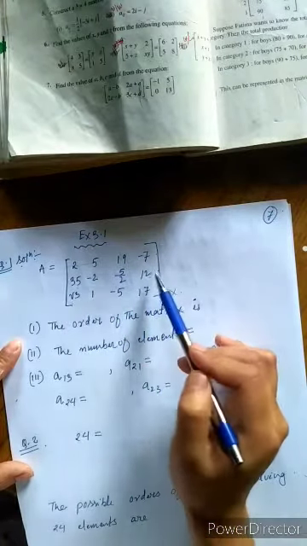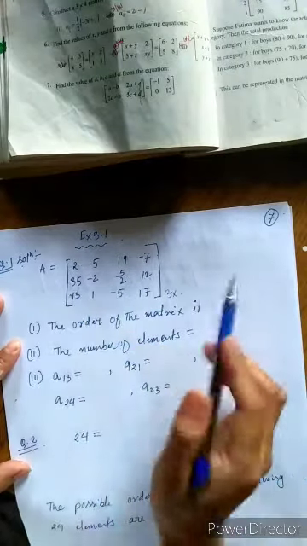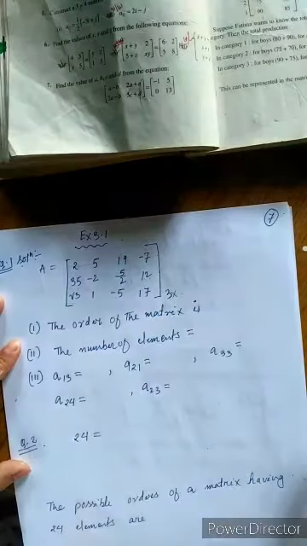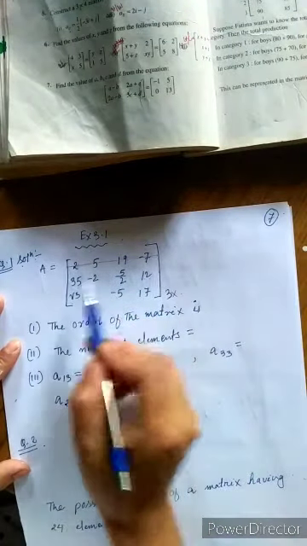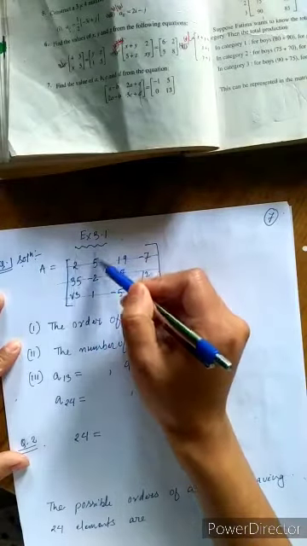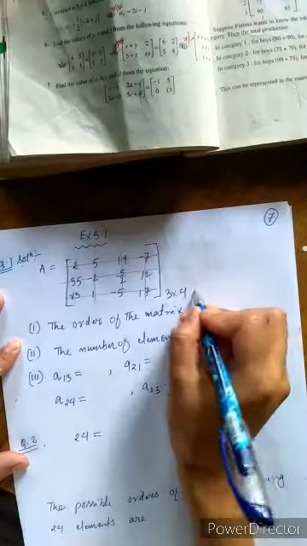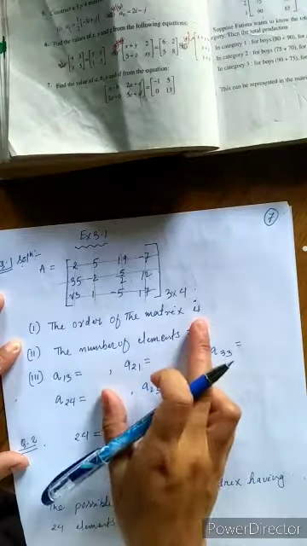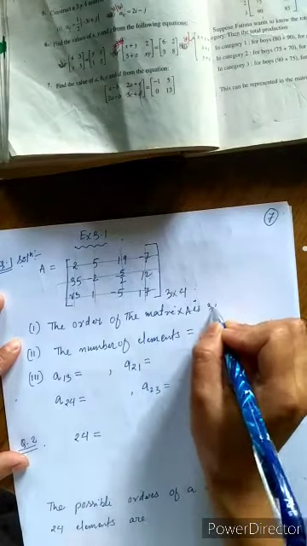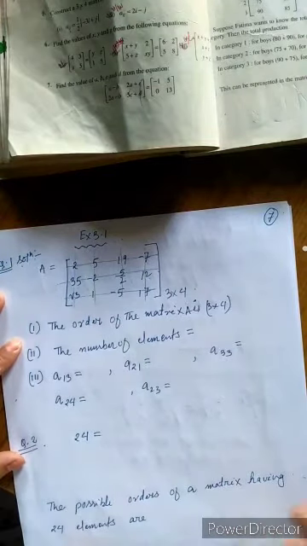So there are 1, 2, 3 rows. Count the number of vertical lines, the columns: 1, 2, 3 and 4. So the order of the matrix A is 3 by 4. Number of rows 3 and the number of columns 4.